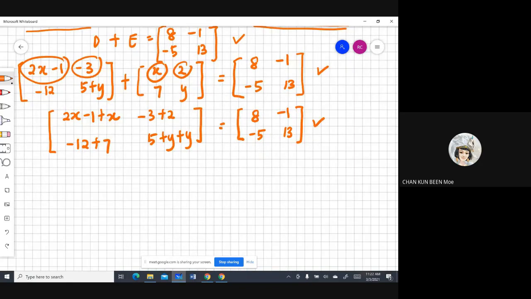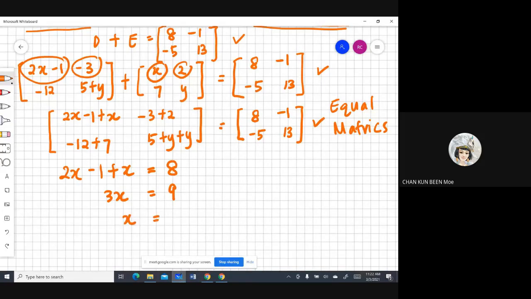This is the most important part, whereby this is called an equal matrix, or equal matrices, because we have two matrices over there. Then from here we are going to get the corresponding elements and make the equation. So 2x minus 1 plus x is equal to 8. 2x plus x is 3x, equal to 8 plus 1 is 9. So x is equal to 3. I hope you know how I get this.